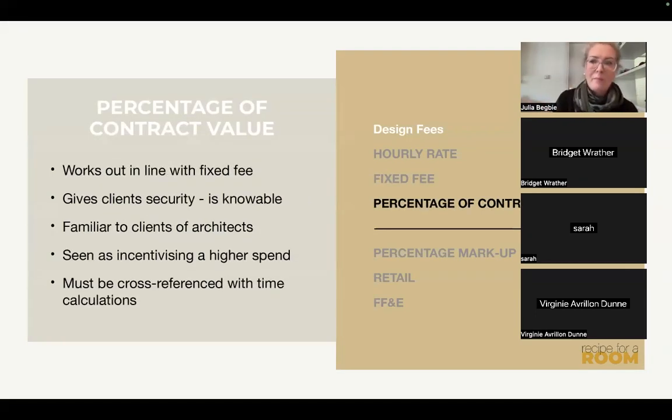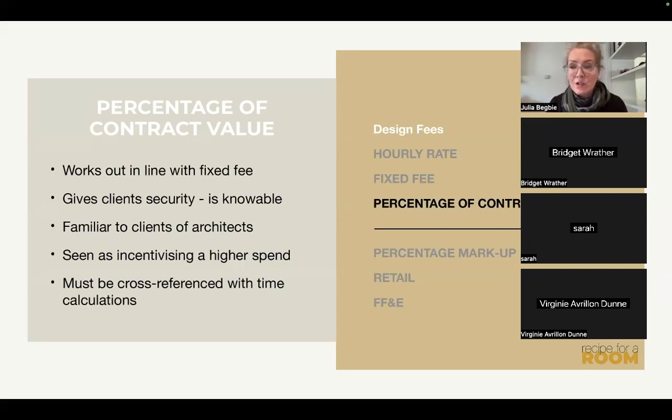The final mode of charging for the design fee bit, it's not a way that I have worked in the past, but I know that there are people here who charge in this way, and it's charging a percentage of the overall contract value. Now, I find it fascinating that the three ways of charging, either charging retail, charging a fixed fee based on time, or charging a percentage of contract, in the end, normally they all come out at the same price for the client. They all tend to work out roughly the same price. And I've got some comments to make about that later on as well.